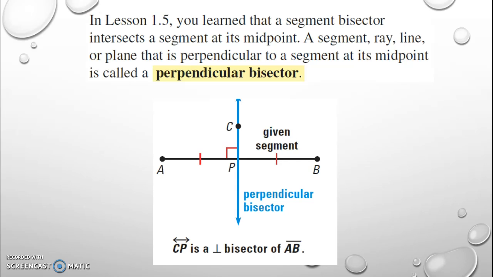Perpendicular obviously meaning that it forms a 90-degree angle, and bisector meaning that it's splitting the segment in two congruent pieces. So perpendicular bisector is a line, ray, or plane that is perpendicular to a segment and splits it into two congruent parts.